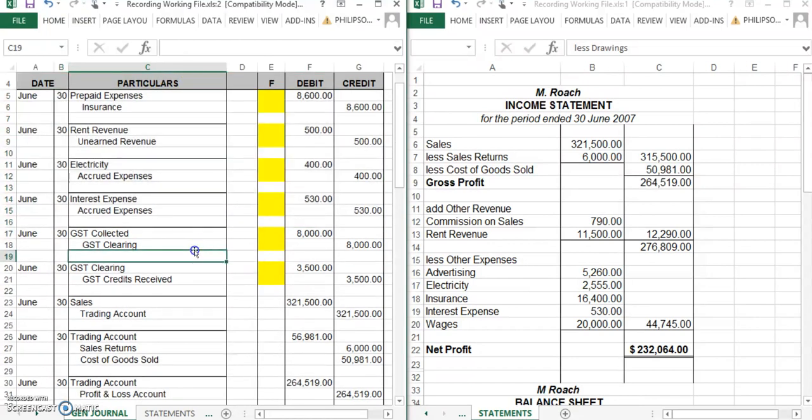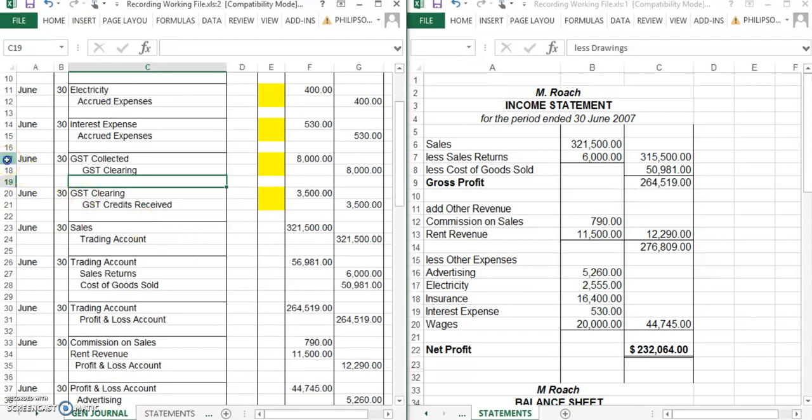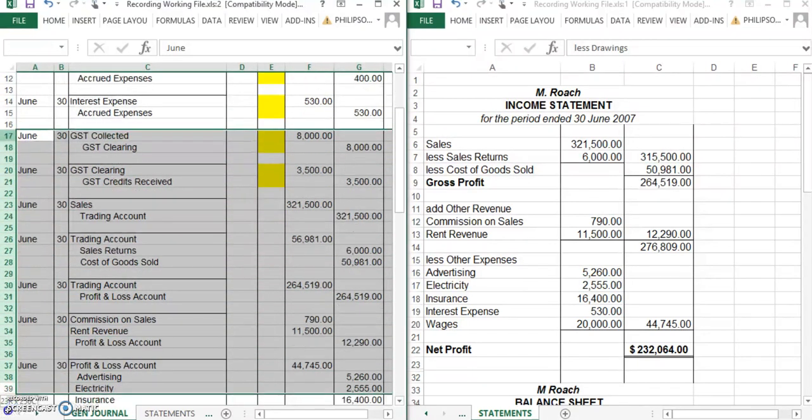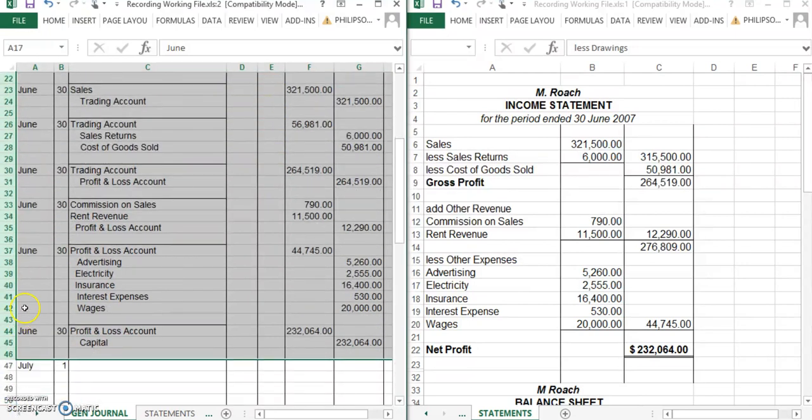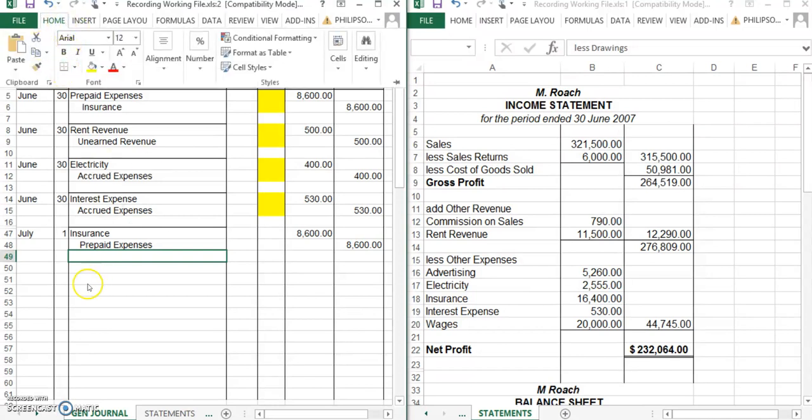So with that in mind, when it comes to the exam, I don't want you to get muddled up, but a little trick might be to quickly hide these journal entries, just temporarily, and quickly reverse these entries. So we want to debit insurance 8,600 and credit prepaid expenses. All we're doing is reinstating that insurance expense in the new financial year.